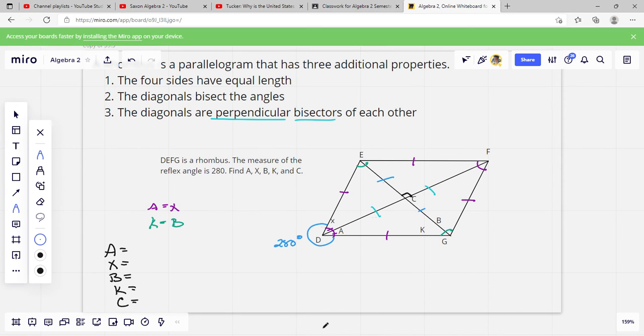All right, so we know if this is 280 all the way around, what's going to be left inside of there? It's 360 in a circle, so we just need 360 minus this 280. That would be 80 degrees. So all the way from here to here is 80 degrees. If that bisector cuts it directly in half, that's going to be 40, and that one's going to be 40. So A and X both equal 40.